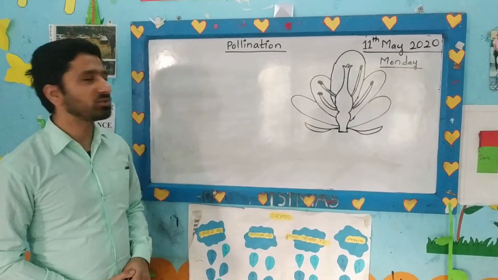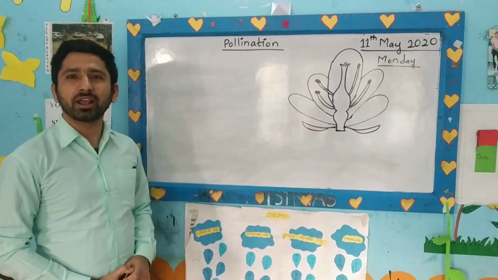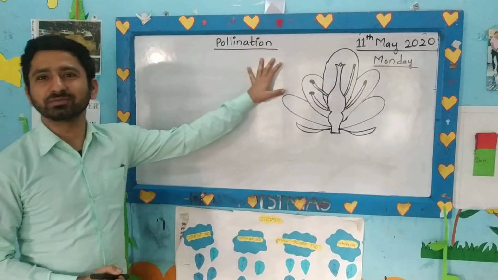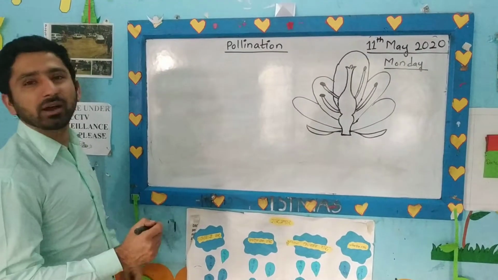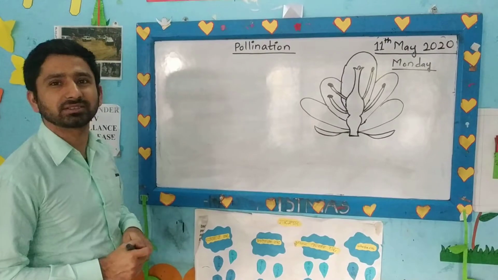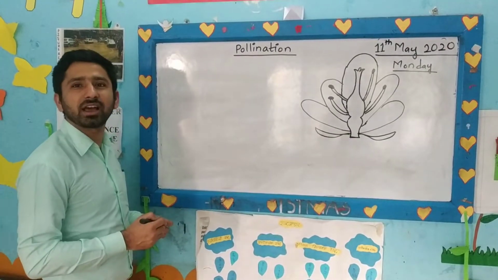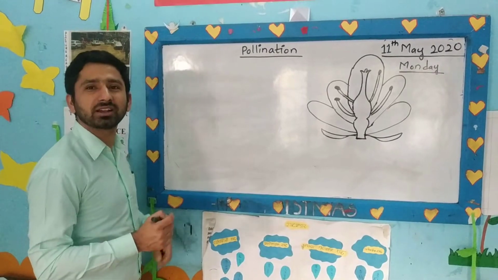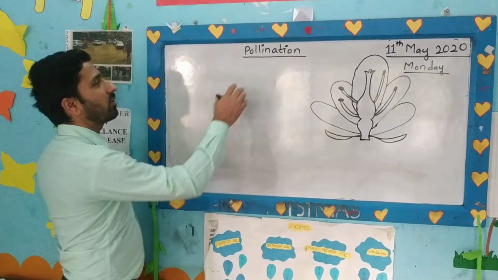In previous classes we studied about flower and its parts, and we are going to continue the chapter with the topic pollination. Now, in a flower there are male and female reproductive parts. The male reproductive parts are called stamen, and the female reproductive parts are called pistil or carpel. Now, what is pollination?